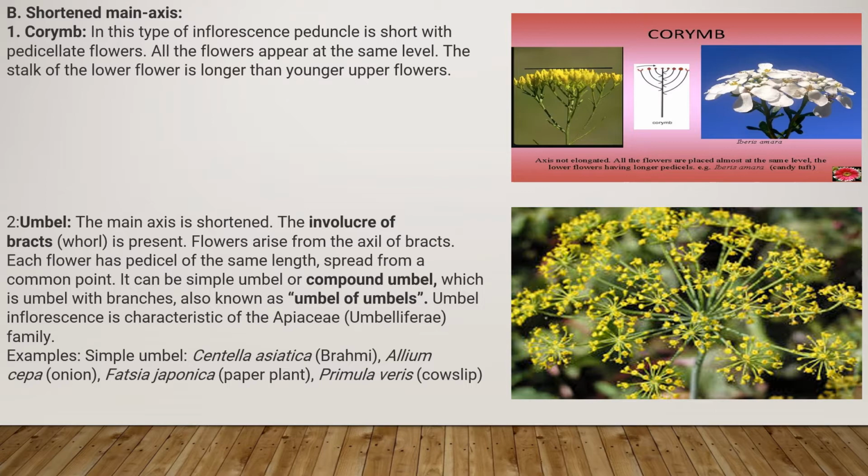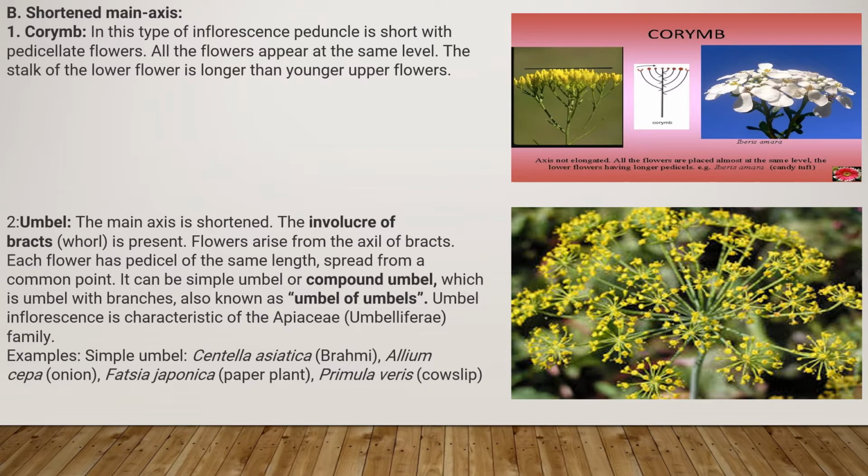Second, umbel inflorescence. In umbel inflorescence, the main axis is shortened. The involucre of bracts is present here. A flower arises from the axil of the bracts. Each flower has a pedicel of the same length, spread from a common point. It can be a simple umbel or a compound umbel, which is an umbel with branches, also known as an umbel of umbels. Umbel inflorescence is a characteristic feature of the family Apiaceae or Umbelliferae.